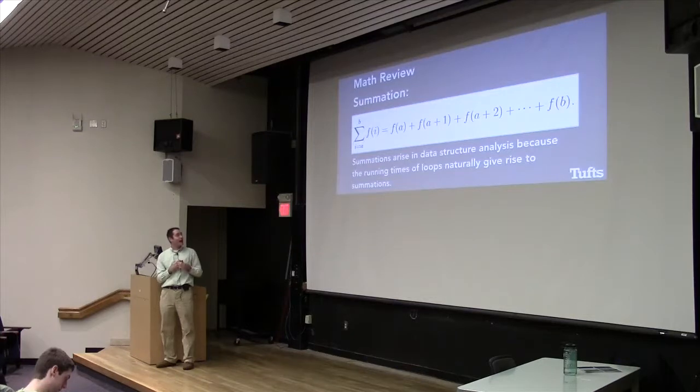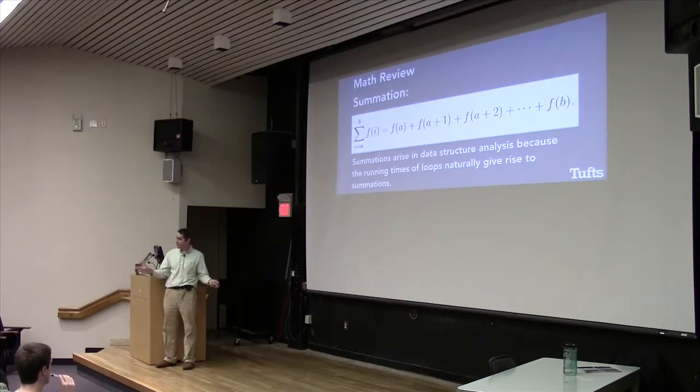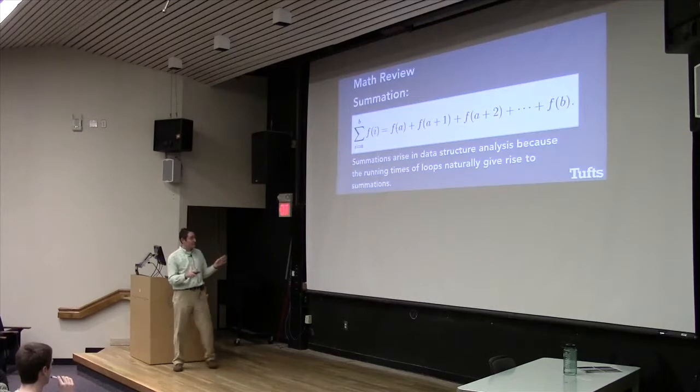If you have a function of i, and you go from a to b, this just means add up the function values for the integers from a to b, right? If you've got some function, the first thing you're going to add is the function of a, and then it's going to be a plus 1, then a plus 2, all the way up to b. Okay, not rocket science here, but that's just what this means.